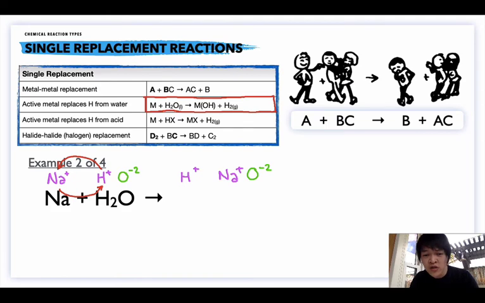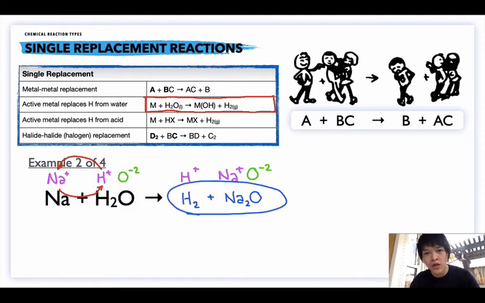And here we go. This is what the products should look like, but I haven't written them down yet. I'm going to write them in blue. Now, hydrogen is one of the diatomic molecules, so we do have to write a 2 next to hydrogen because that's how it exists in nature. And as for our sodium oxide right here, since the charges aren't balanced, we're going to need 2 sodiums. All right, so those are the 2 products of this single replacement reaction. And here's their names.